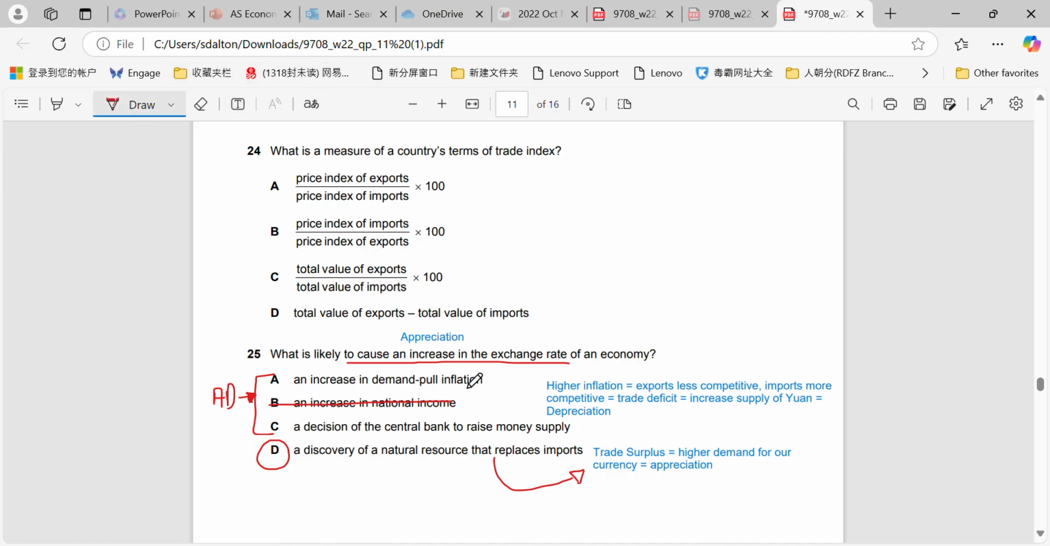In order for us to have an appreciation, we would need to have lower inflation, right? Low inflation, because what that would do is make our exports more competitive, our imports less competitive, giving a trade surplus, increased demand for the currency, and an appreciation, right? Okay, so that is that one.